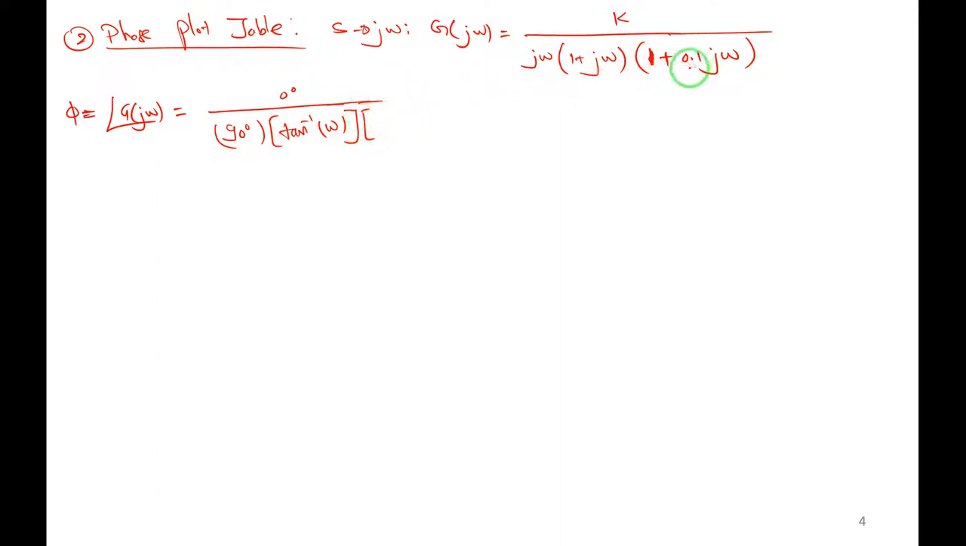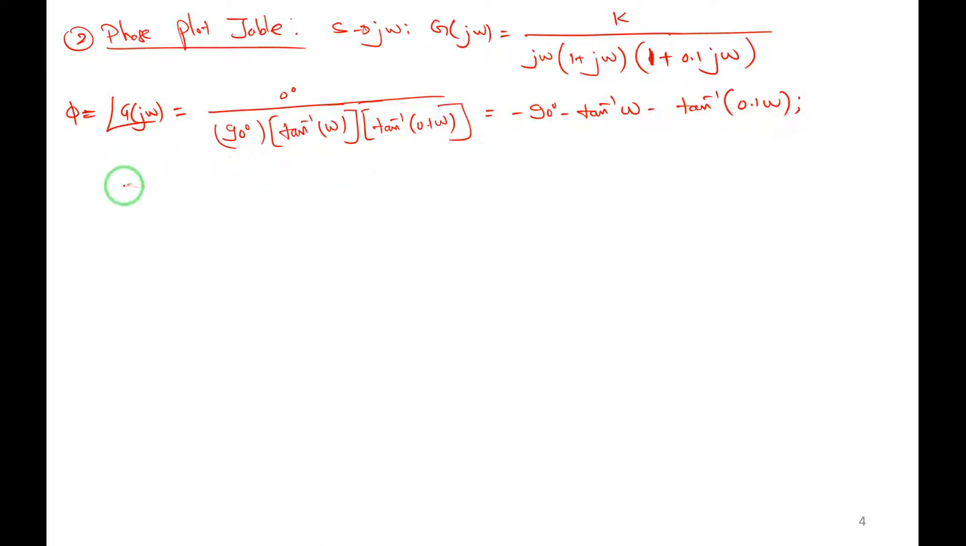Next, tan inverse of imaginary part by real part. So tan inverse of imaginary part is 0.1 omega by 1. So tan inverse of 0.1 omega. So finally the phase I got, taking all these to the numerator, is minus 90 degree minus tan inverse of omega minus tan inverse of 0.1 omega. So this is the phase.